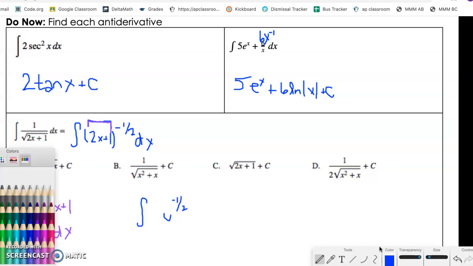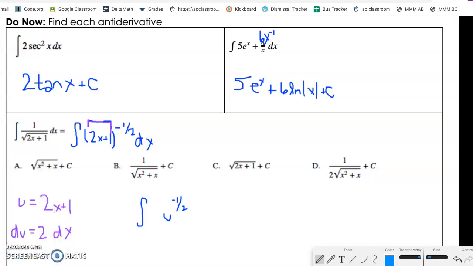The one thing, though, is that I am missing a 2. So what I need to do is I need to put a 2 here on the inside. So I'm multiplying by 2 to get, so I have a 2 dx now. But whenever I change an integral, I basically need to be multiplying by 1. So I'm going to multiply on the outside by the reciprocal, which will be 1/2.